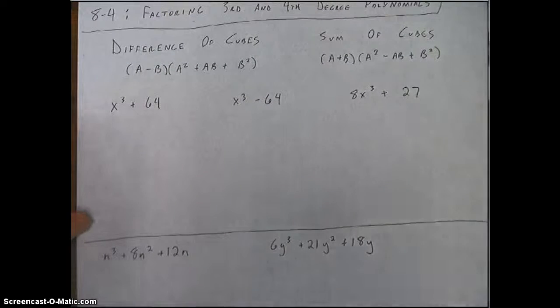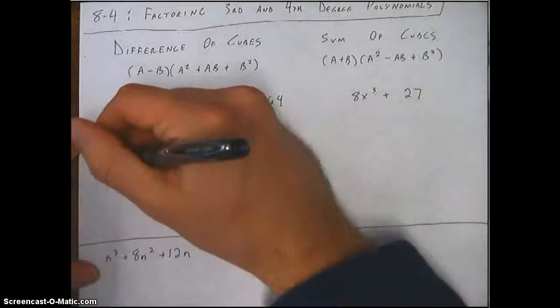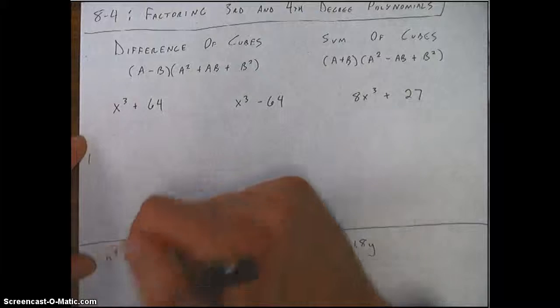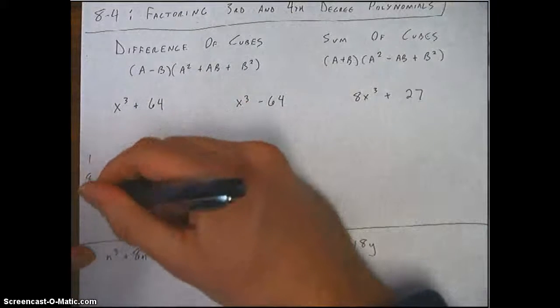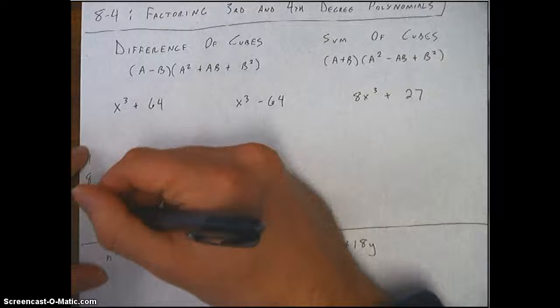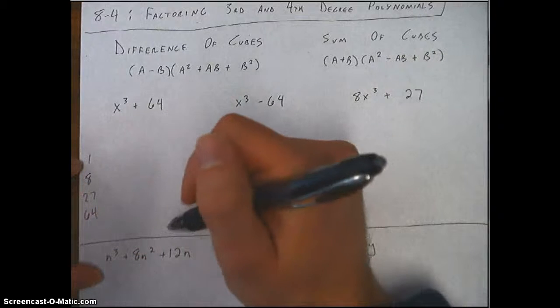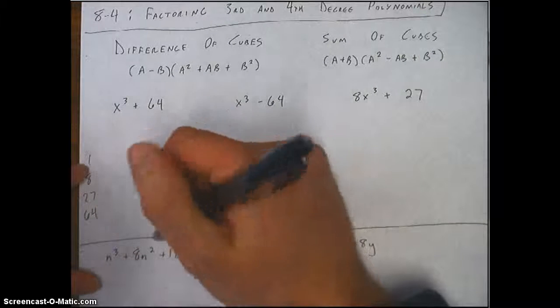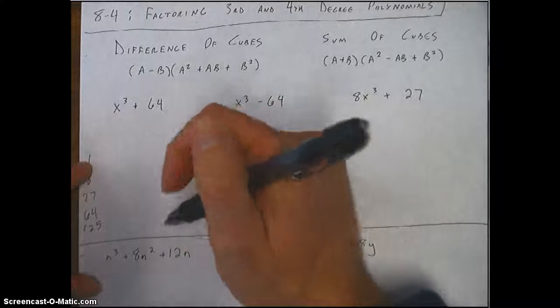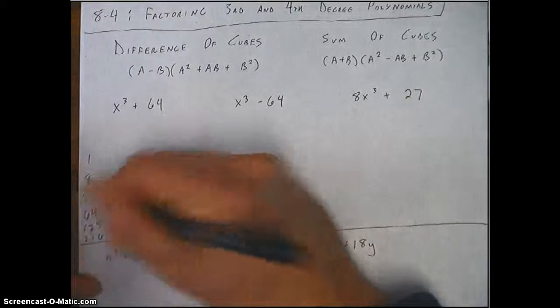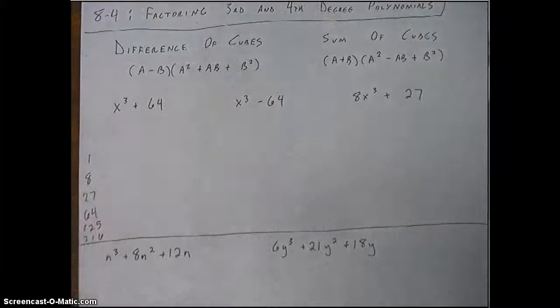The first perfect cube is 1 to the third power, which is 1. The second perfect cube is 2 to the third power, which is 8. 3 cubed is 27. 4 cubed is 64. That's 4 times 4 times 4. 5 cubed, 5 times 5 times 5, is 125. 6 cubed, 6 times 6 times 6, is 216. Those are perfect cubes, and of course they go on from there.